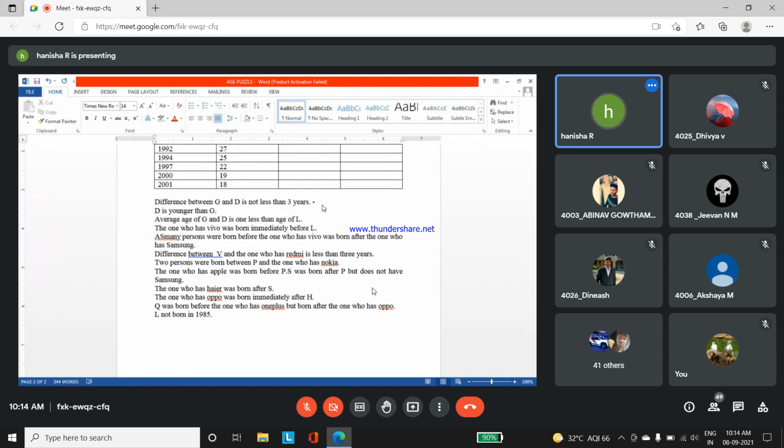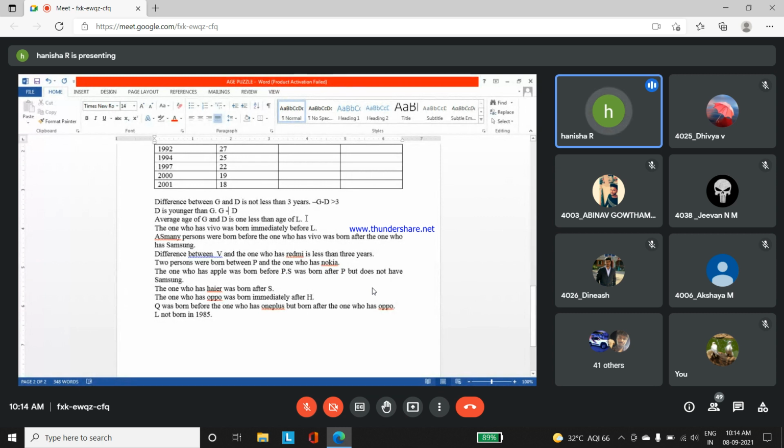The difference between G and D is not less than 3 years, which means the difference between the age of G and D should be greater than 3 years. So G minus D will be greater than 3 years. So that is the meaning. So I've written it down there. D is younger than G. So G, and then you have D. D is younger than G.